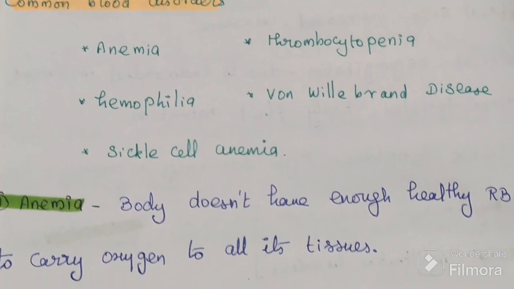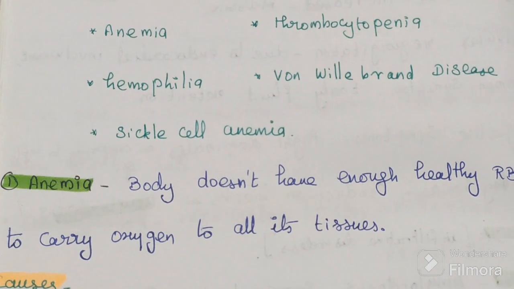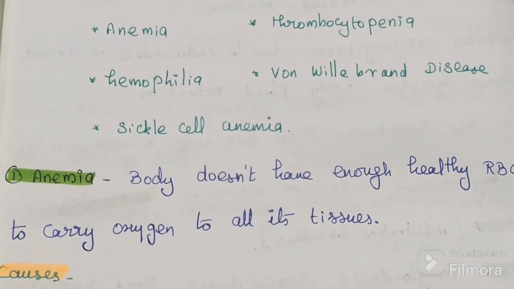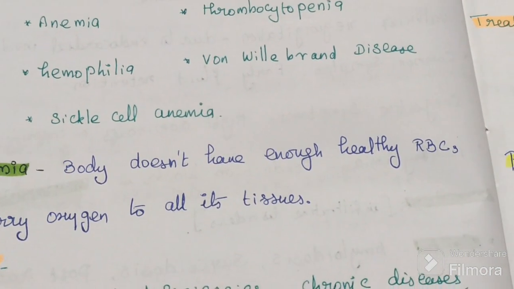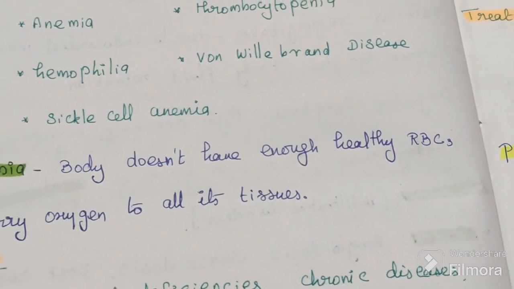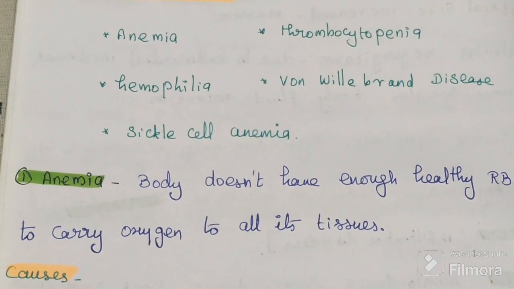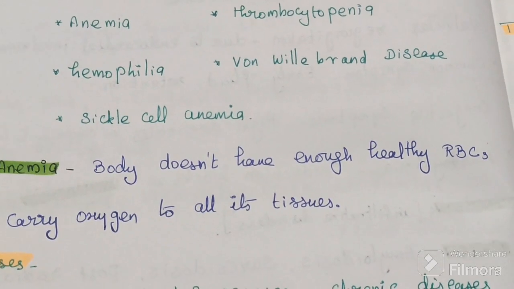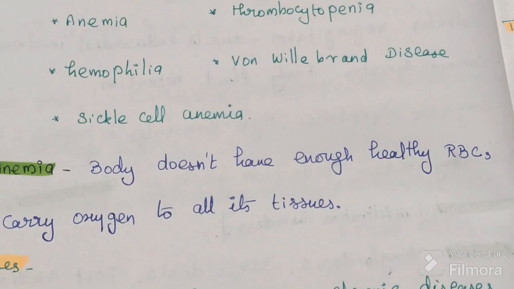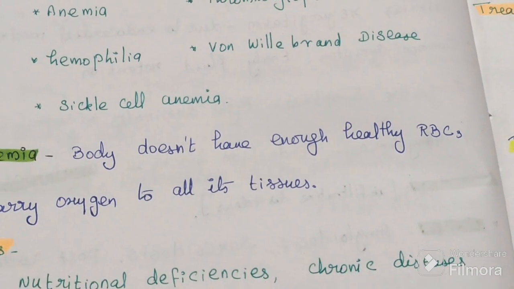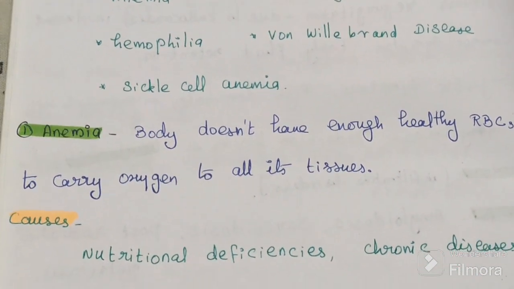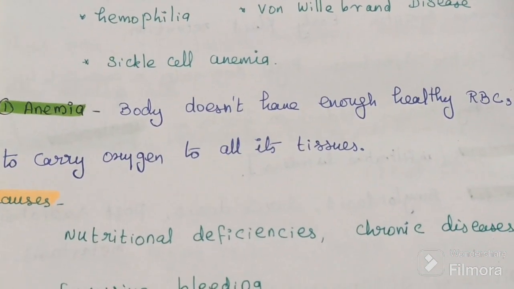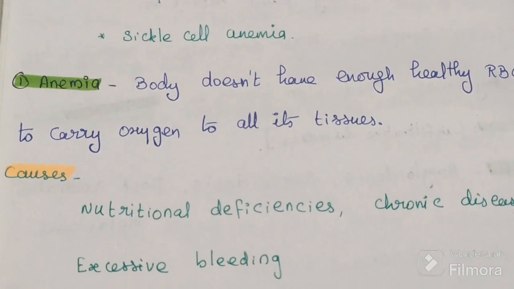First one is anemia. What is anemia? Anemia is a condition in which the body does not have enough healthy RBC to carry oxygen to all its tissues. So our body does not have enough healthy RBC to carry oxygen. This condition is called anemia.